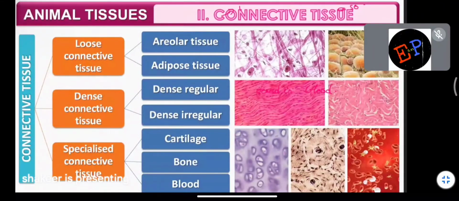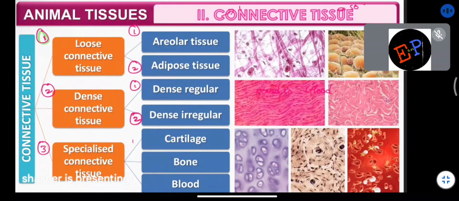What are they? First one is called loose connective tissue. Second one is called dense connective tissue. And the third one is called specialized connective tissue. So connective tissues, again we are dividing them into three types: loose, dense and specialized. These loose connective tissues, again we are dividing into two types. One is areolar, second one is adipose. And the dense connective tissues we are dividing again into two types: dense regular and dense irregular.